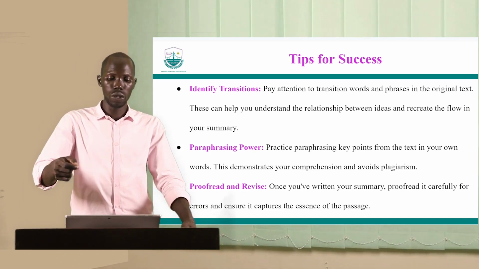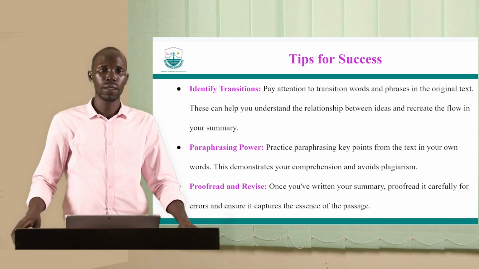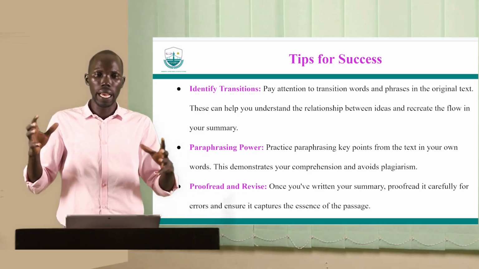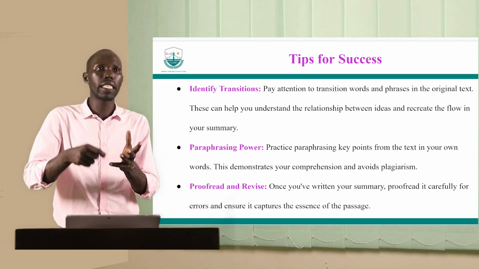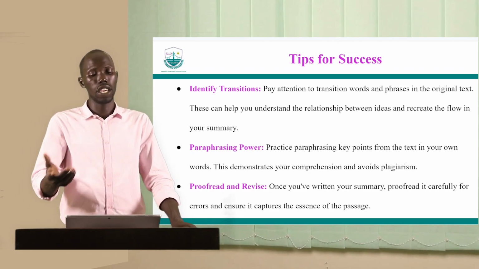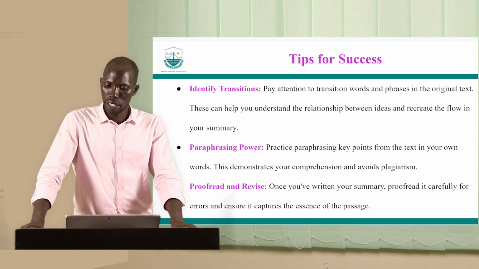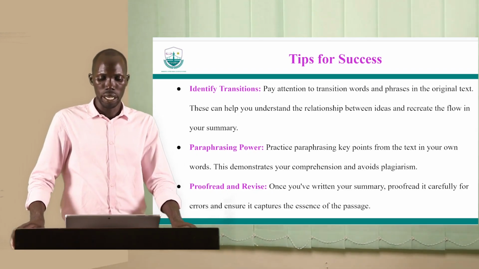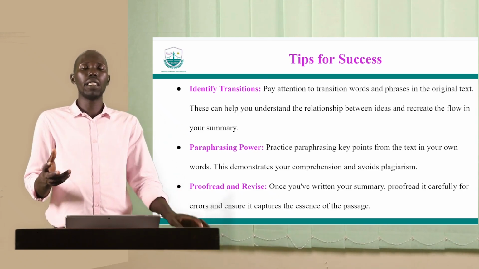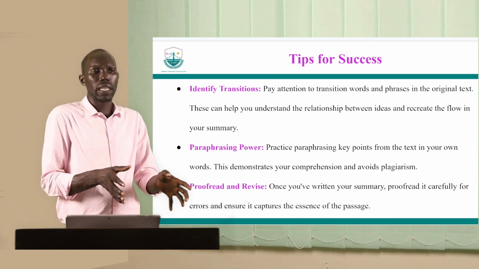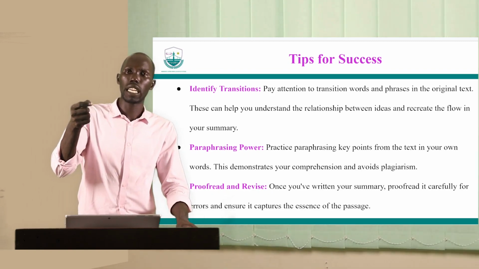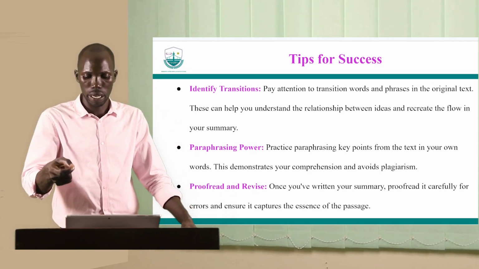In addition to that, you should also be able to paraphrase. You should have paraphrasing power. Given the text, we said you don't copy lines the way they were, but you can restate those ideas, maintaining the main idea said in those lines in your own words. Practice paraphrasing key points from the text in your own words. This demonstrates your comprehension and avoids plagiarism, which means if you're going to copy lines from the text without restating them in your own words, this is academic theft. And academic theft is termed as plagiarism.